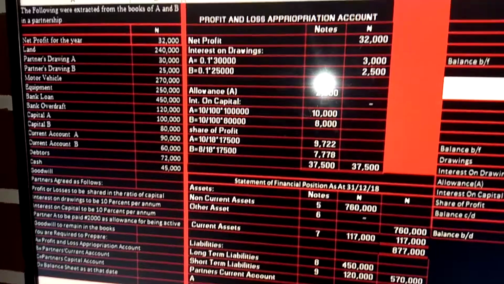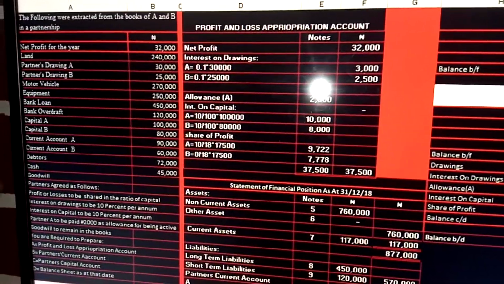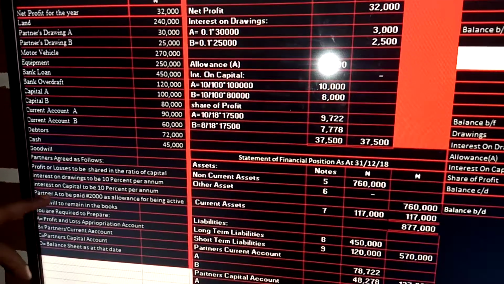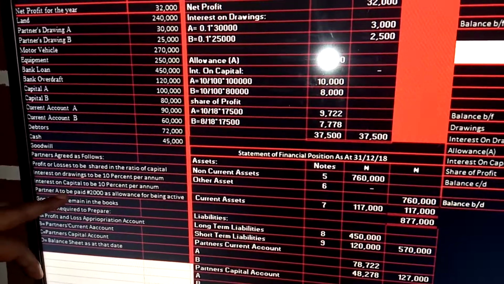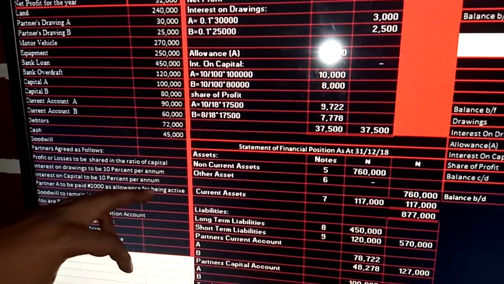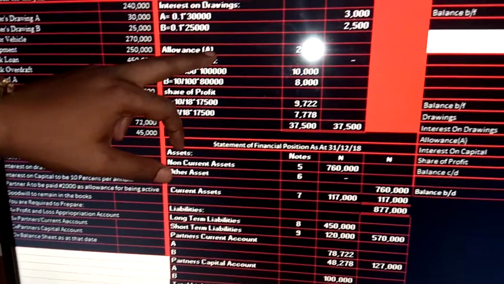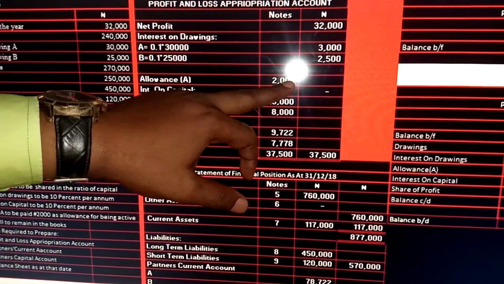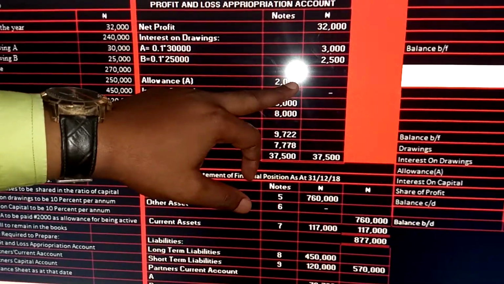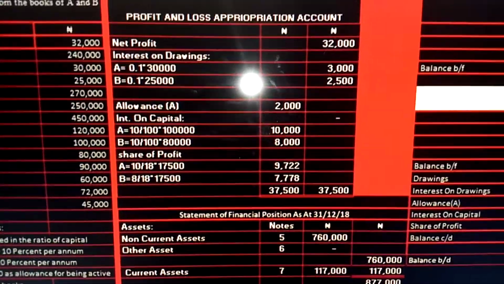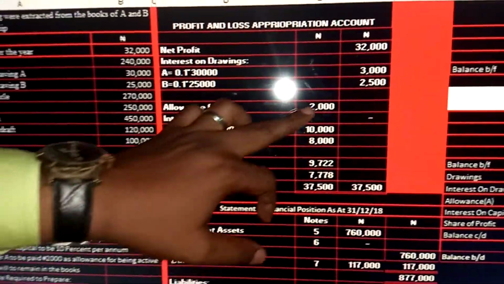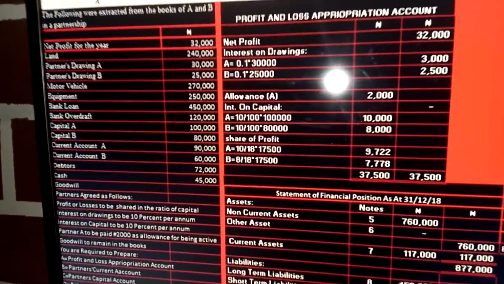So what are the expenses to the partners? Remember, they said Partner A to be paid 2,000 naira as allowance for being active. So we have allowance to A, 2,000. Okay, so the allowance to A is 2,000. Now we have interest on capital.